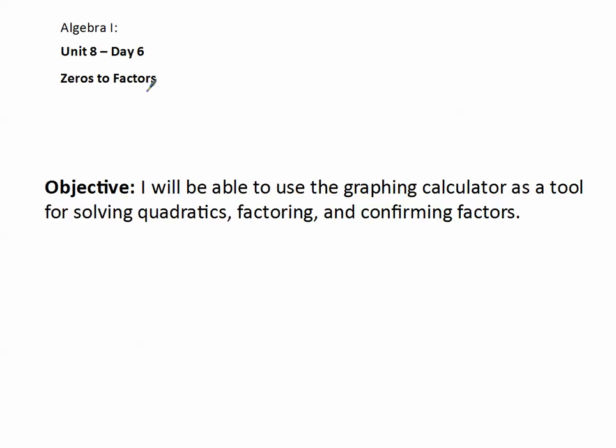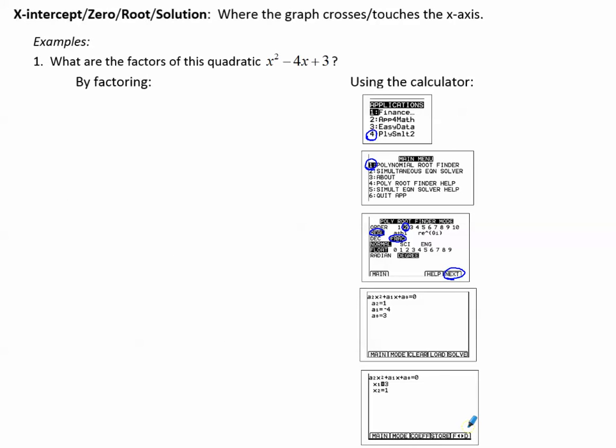In this section, our goal is to be able to use the graphing calculator as a tool for solving quadratics, factoring, and confirming factors. Recall that x-intercept, 0, root, and solution all mean the same thing, where the graph crosses or touches the x-axis.